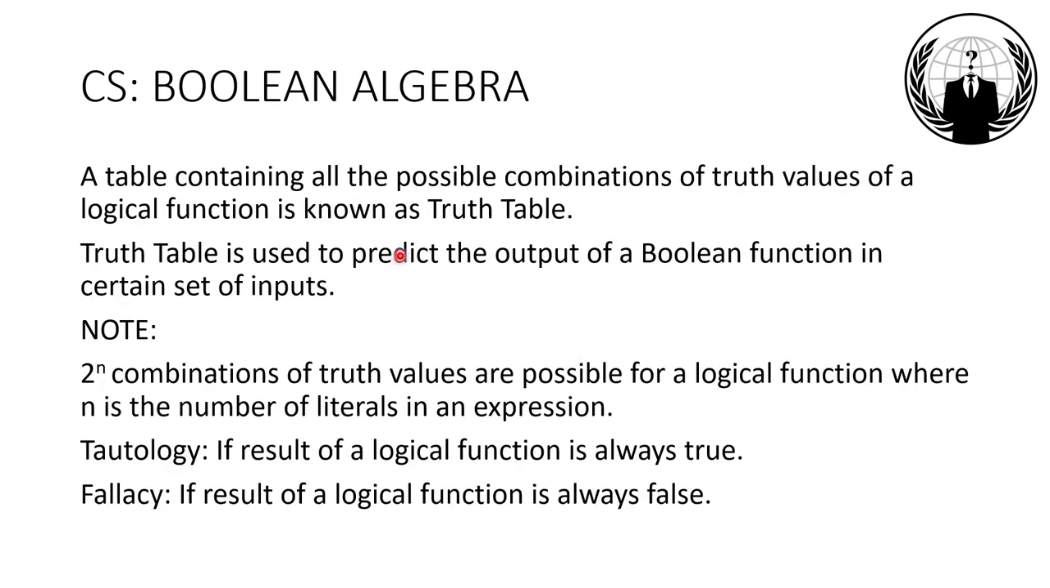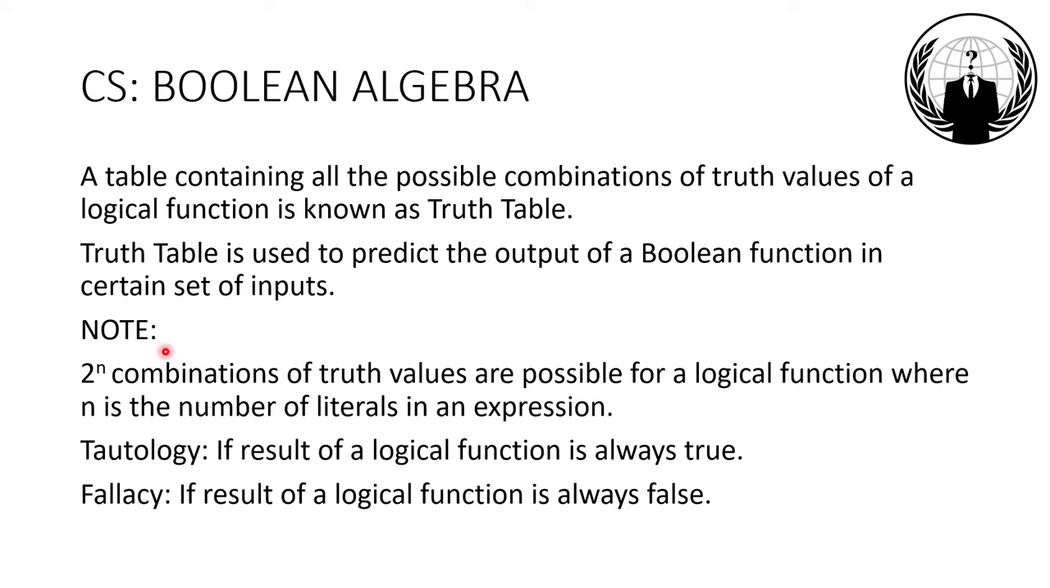A table containing all the possible combinations of truth values of a logical function is known as the truth table. And the truth table is used to predict the output of a Boolean function for a certain set of inputs given by the user. Those inputs are in the form of 0 and 1, high or low value.